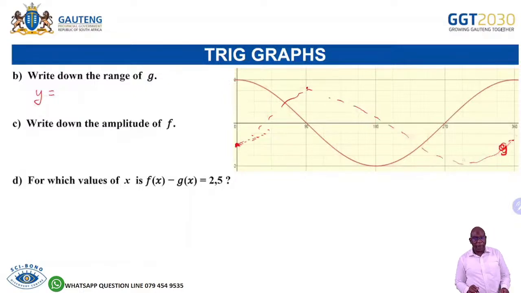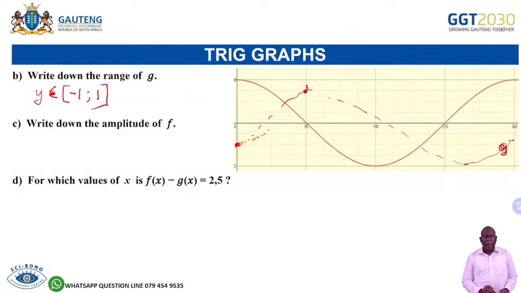The graph has a minimum and a maximum. You can see that graph can go up to 1 and it can go down to -1. So the range there will be an element of. Remember, that is not the minimum of the graph. The minimum is -1, and the maximum is 1. So it's the same as -1 less than or equal to y less than or equal to 1.